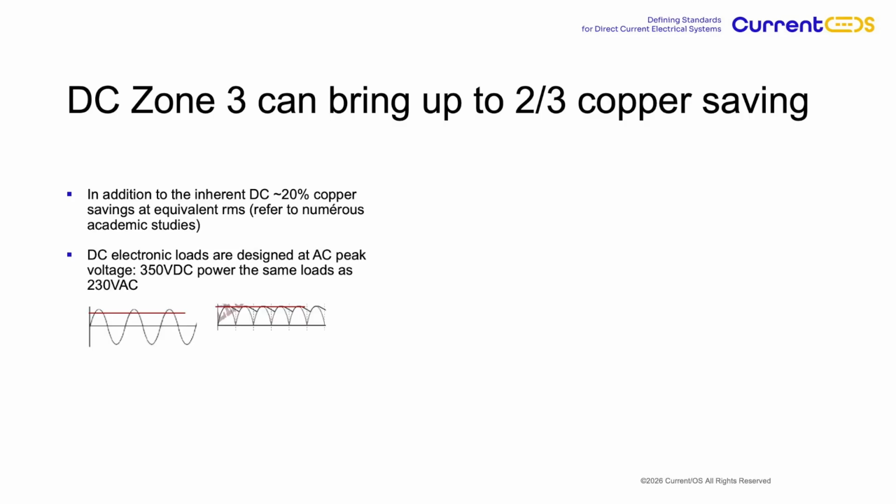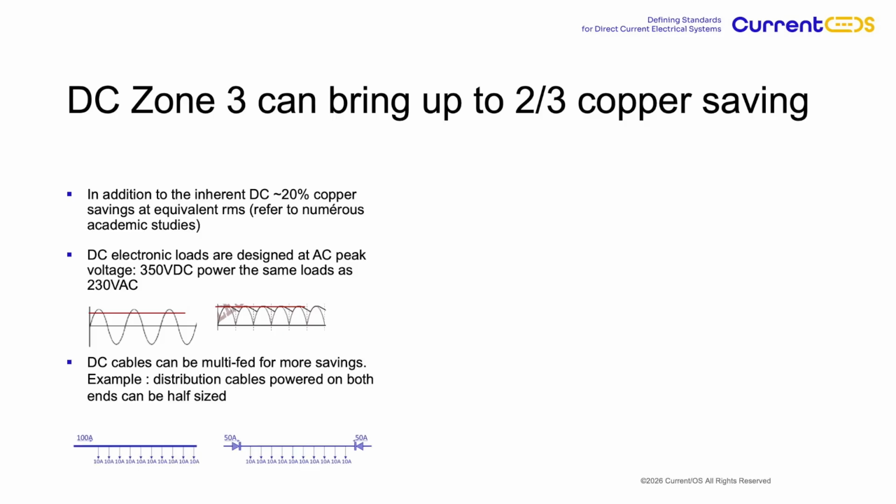The next point involves load voltage. Many modern loads designed for 230 volts AC internally convert that voltage to DC. For example, EV chargers, LED lights, televisions, and computers all rectify AC to DC internally, typically operating around 350 volts DC. By increasing the operating voltage, copper requirements are further reduced.